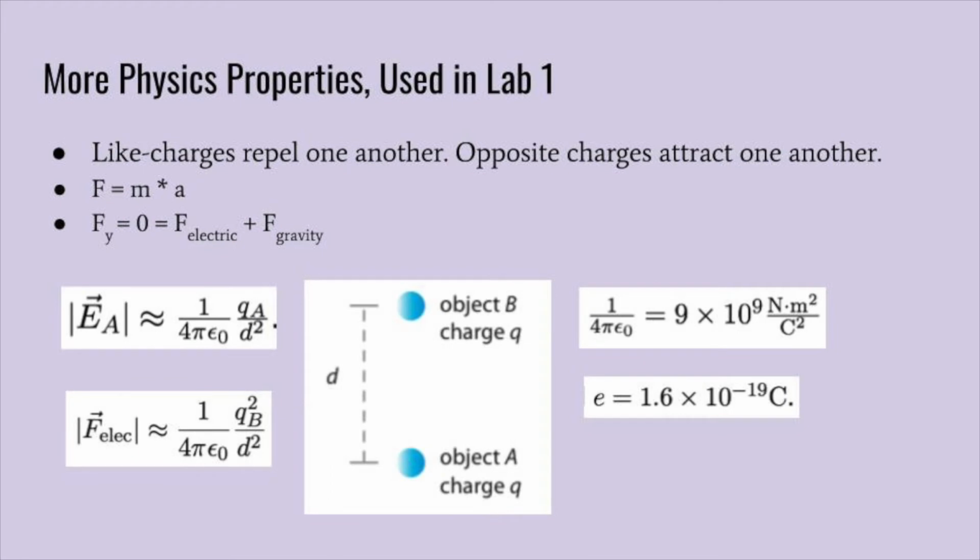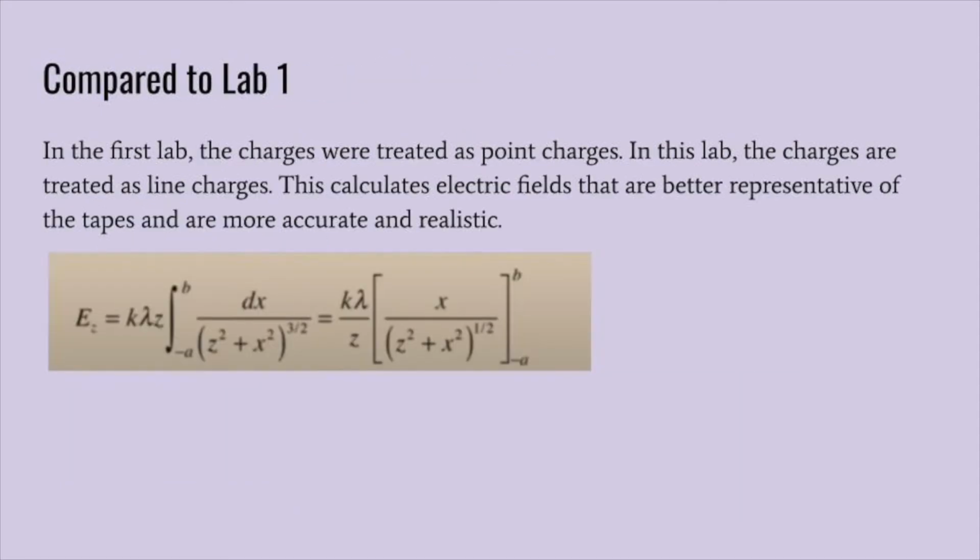Here are some more physics properties and equations used in Lab 1. In the first lab, the charges were treated as point charges. In this lab, the charges are treated as line charges. This new equation calculates electric fields that are better representative of the tapes and are more accurate and realistic.